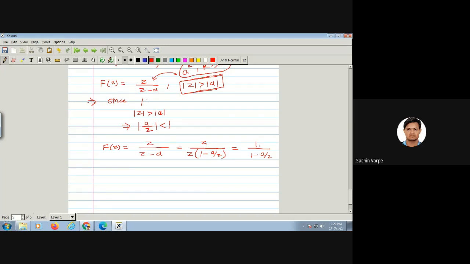Okay, so let us expand it now. So what will my f of z be? Expansion is 1 plus a/z plus (a/z) square and so on. Can you see here all the powers of z are negative? Can you see? Yes, sir. So can you guess the coefficient of z raised to k at the kth position?